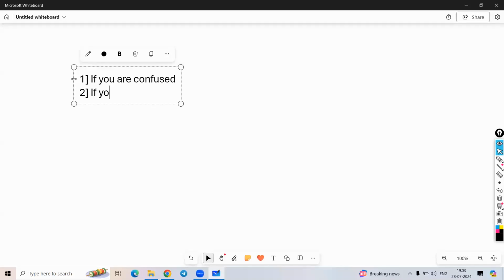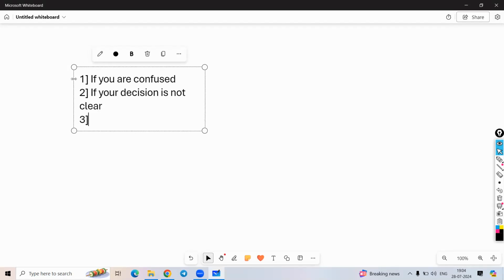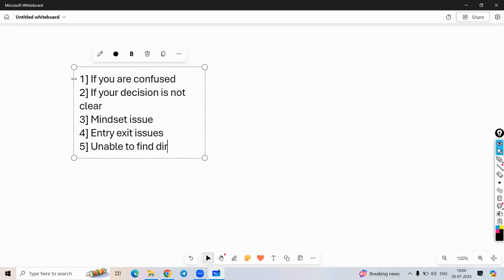Where if you are in the market, if you are confused, if your decision is not clear, mindset issue, entry, exit issues. This generally happens to traders: unable to find direction.